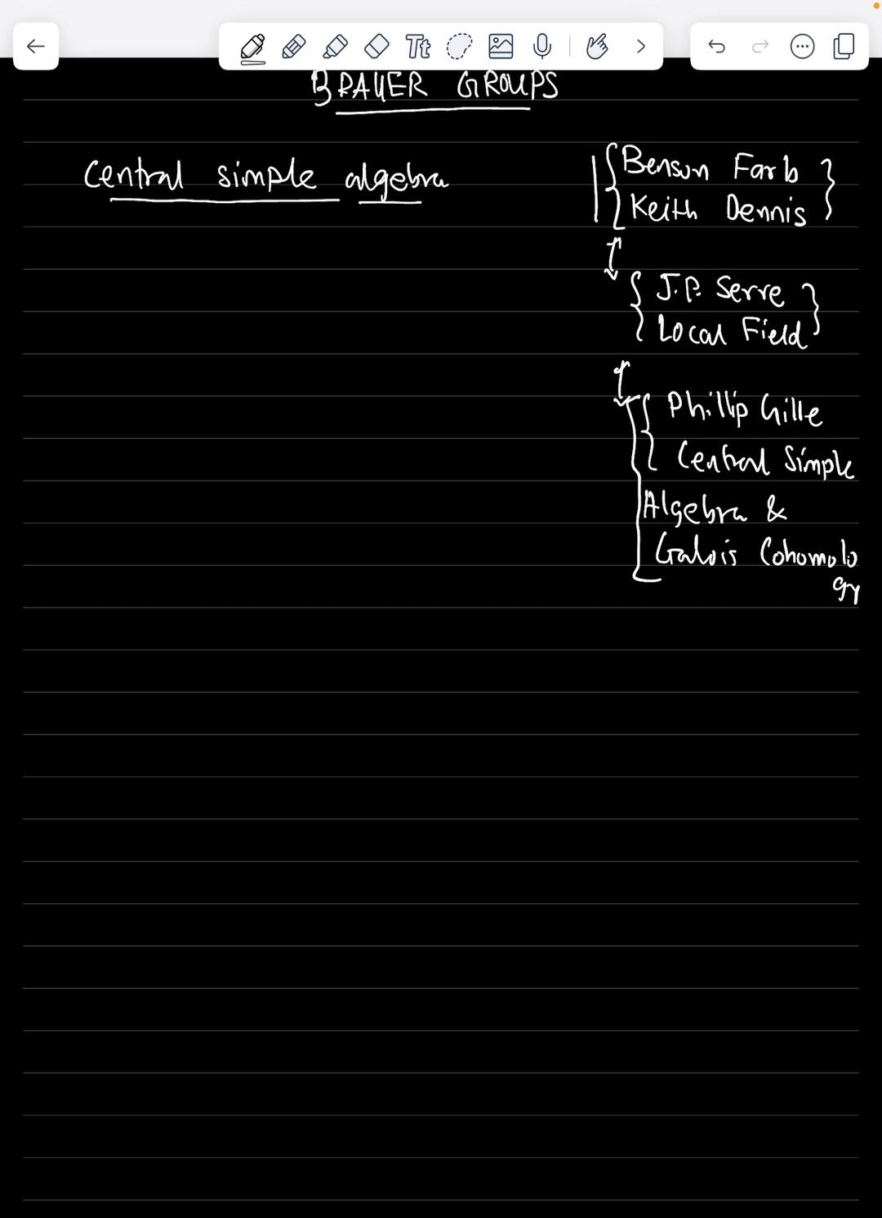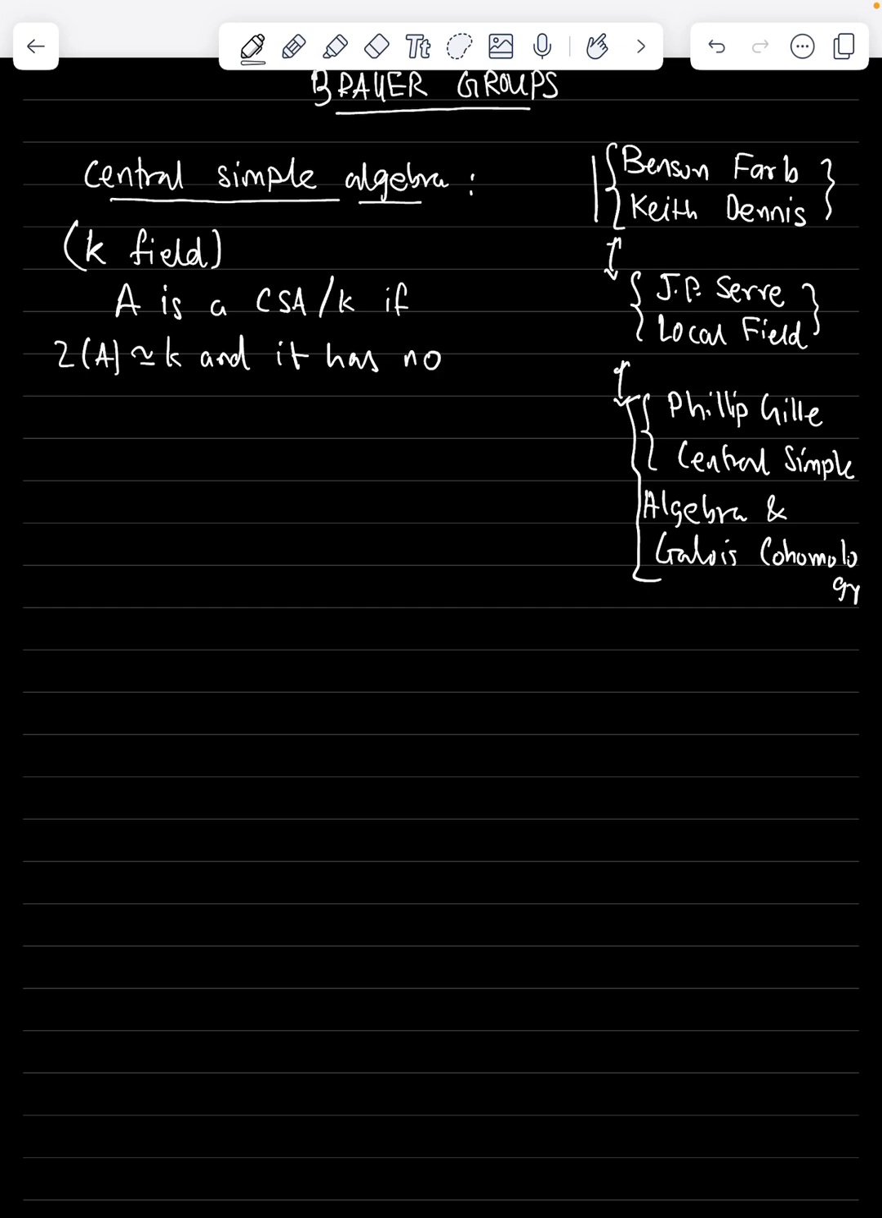So anyway, what's a central simple algebra? Take a field K, and I'm assuming you know what an algebra is. So A is a central simple algebra over K if, as a ring, its center is isomorphic to K, and it has no non-trivial two-sided ideal.